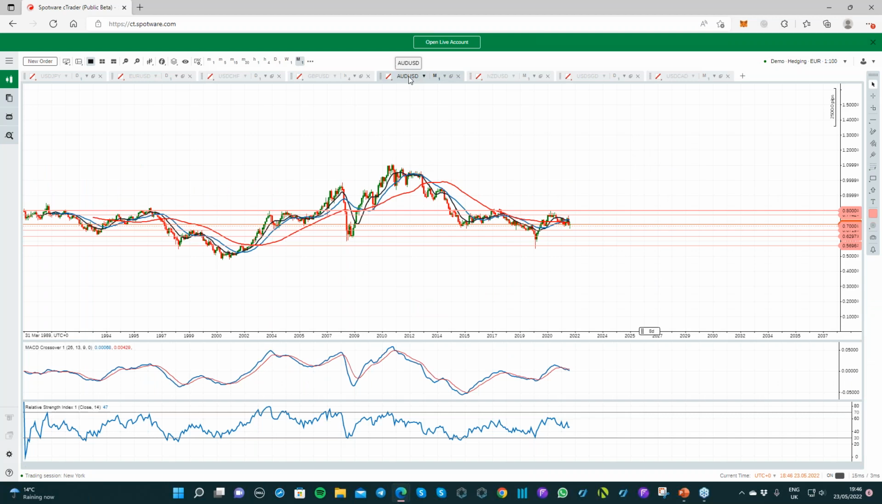Moving on to Aussie dollar, and another question, brilliant question. Is it good to use a stop loss when placing a trade? Absolutely. I never trade without a stop loss.